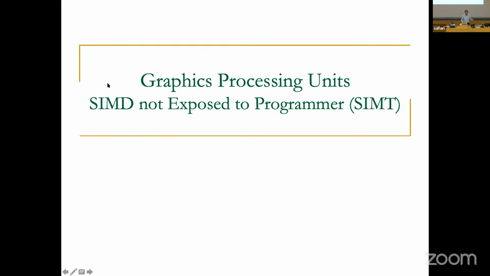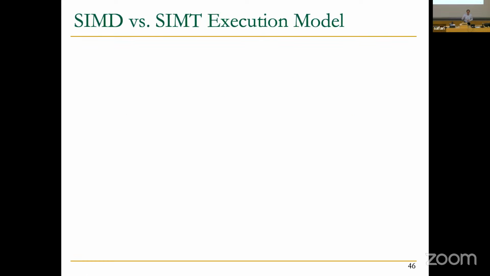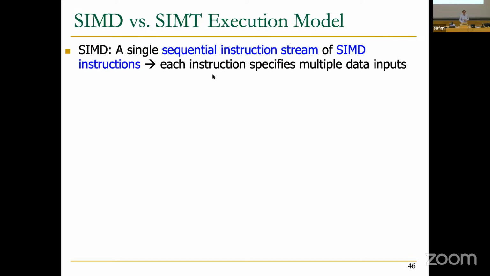So basically, graphics processing units are SIMD that are not exposed to the programmer, if you will. Threads are exposed to the programmer, but underlying, we do something else. So let me discuss this a little bit more. What is SIMD?